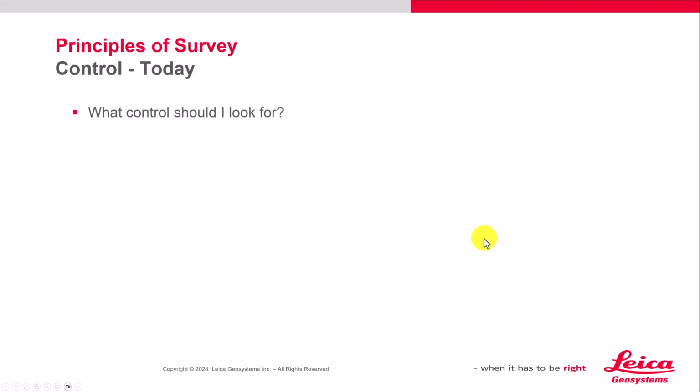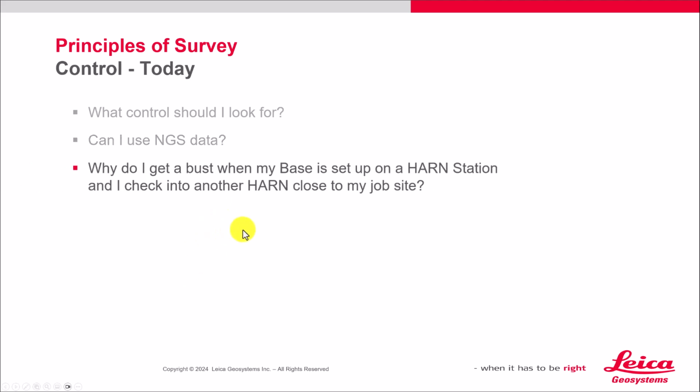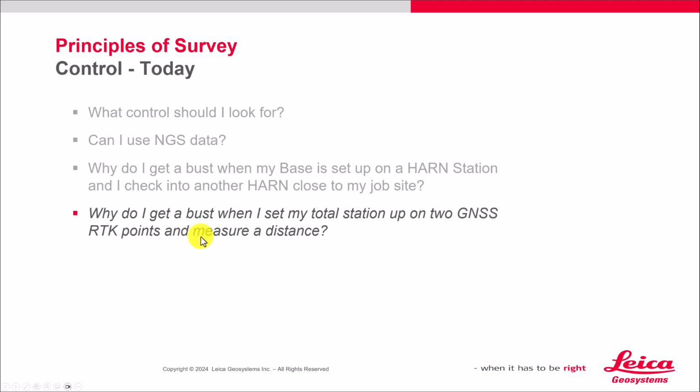Again, control today. What control should I look for? Can I use NGS data? And why do I get a bust when my base is set up on a HARN station and I check into another HARN close to my job? Well, we'll talk about that. And then also, why do I get a bust when I set my total station up on 2 GNSS RTK points? Well, we kind of just looked at that, right?